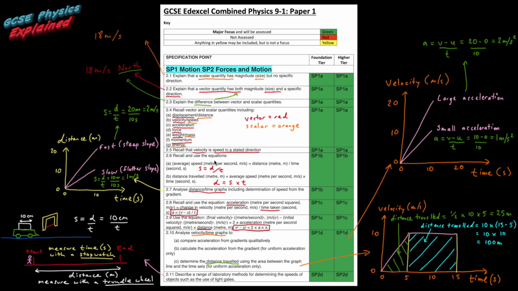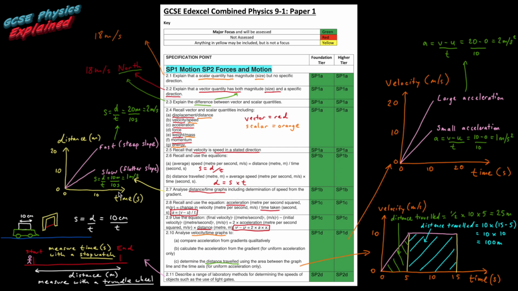Recall and use the equations. Speed equals distance divided by time, and rearrange it to find distance equals speed times time. So make sure you've practiced those. Analyze distance time graphs, including determination of speed from the gradient.